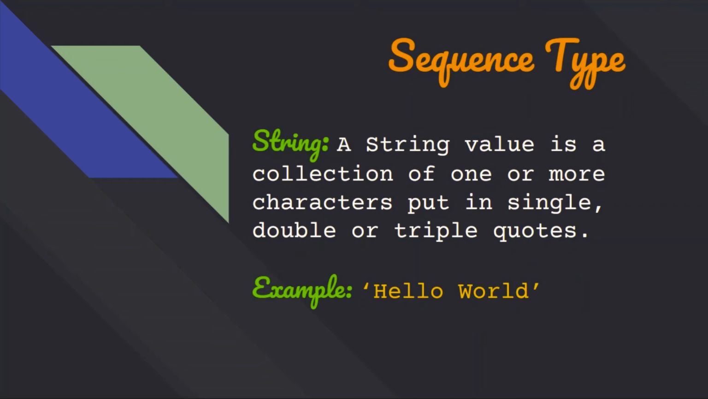Sequence types are further classified into three types: string, lists, and tuples. Now what is a string? A string value is a collection of one or more characters put in single, double, or triple quotes. For example, within single quotes I have written hello world. You can also use double quotes. Triple quotes are usually used for representing docstrings in Python.